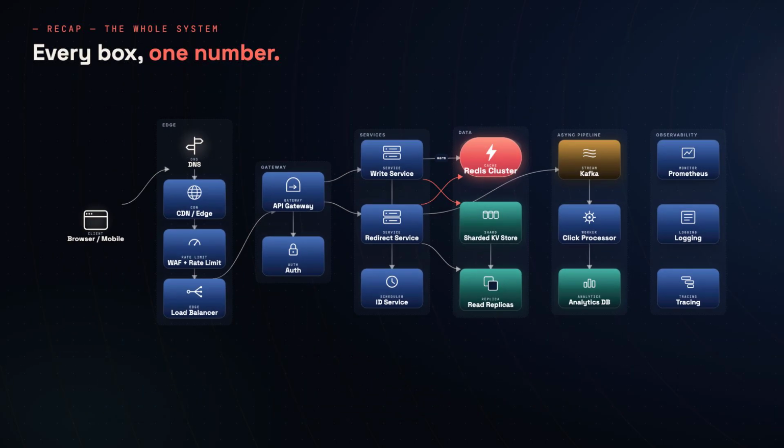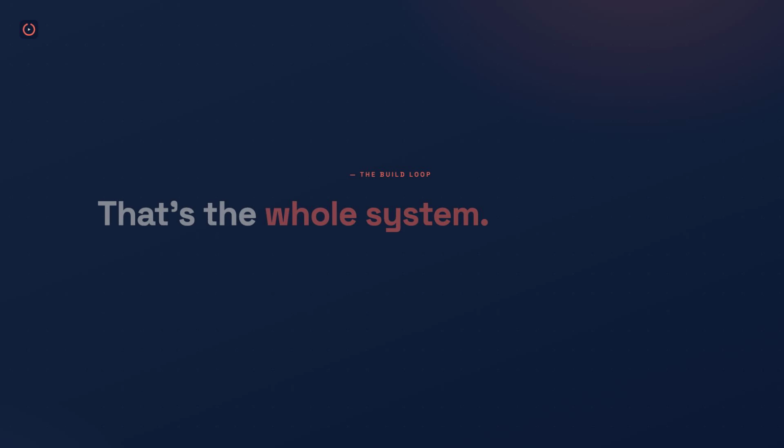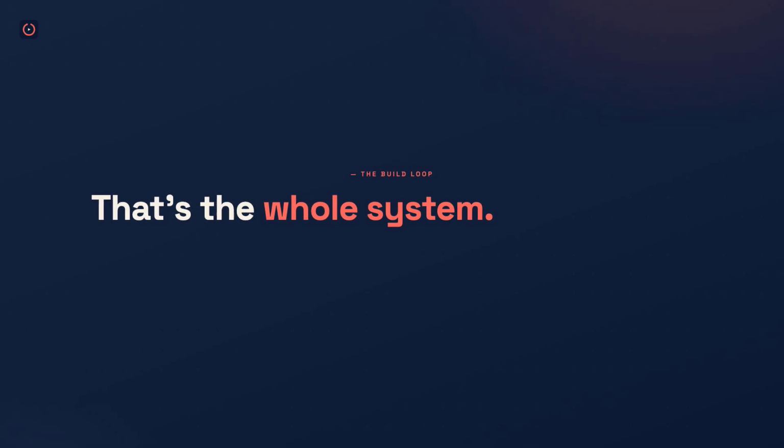And that's the idea I wanted you to leave with. Nothing here is clever for its own sake. Every box is a number or a promise: the reads, the terabytes, stay up. That's all system design really is. Trade-offs decided by the numbers. And that is a URL shortener, built the way you would actually run one in production.